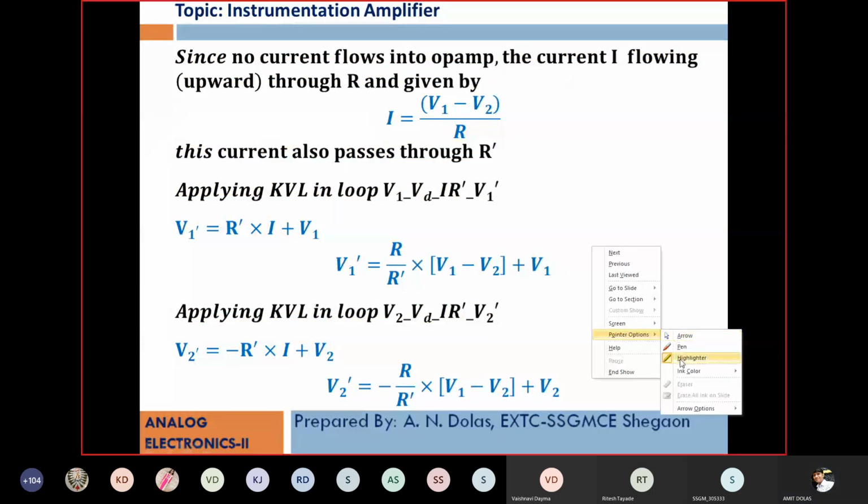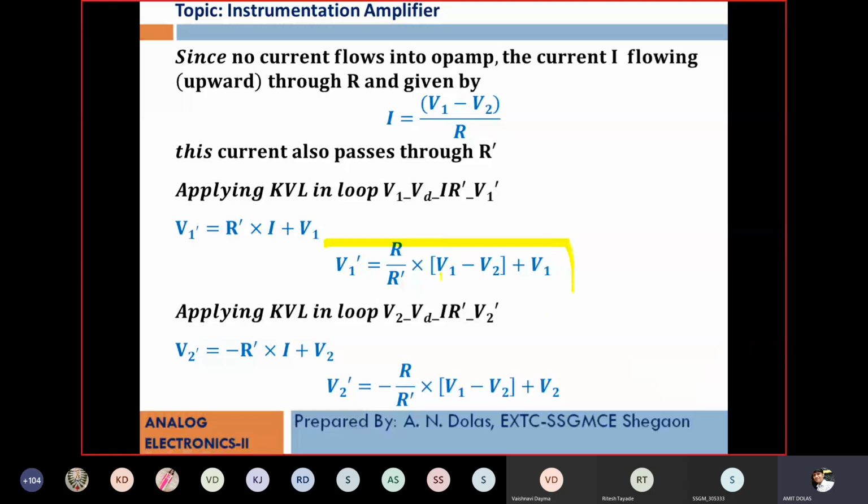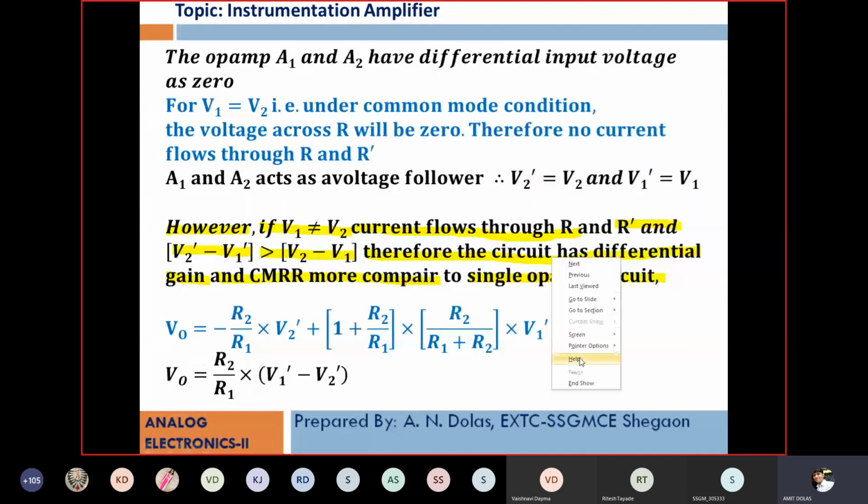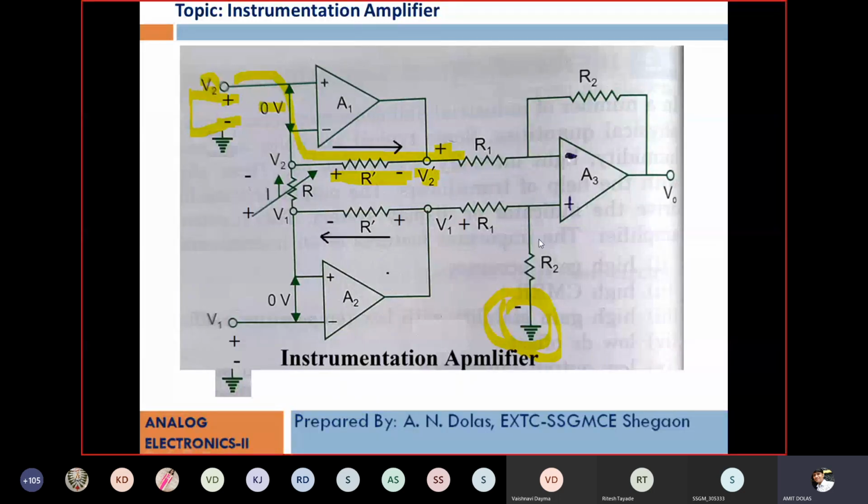So we got value of V1 dash in the form of equation and value of V2 dash in the form of equation by applying logic and applying KVL into the respective loop. We got these two values. Now these values we can put into this formula. What is output formula of stage A3? V0 is equal to R2 by R1 into V1 dash minus V2 dash. Looking into the circuit.